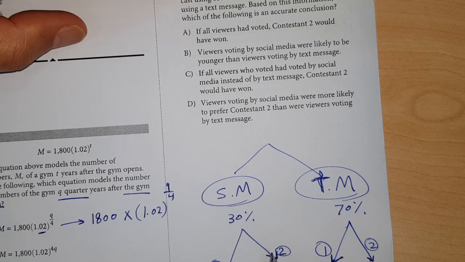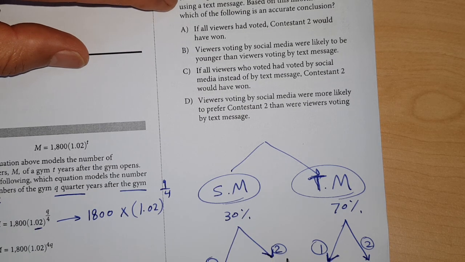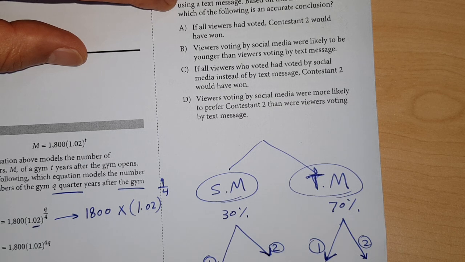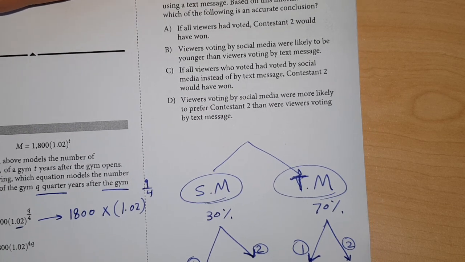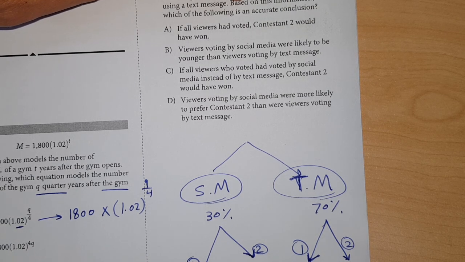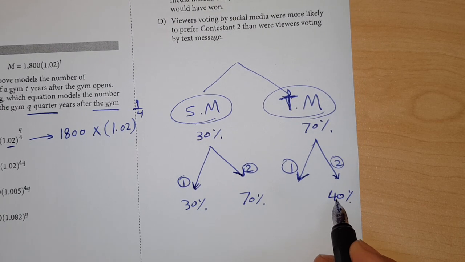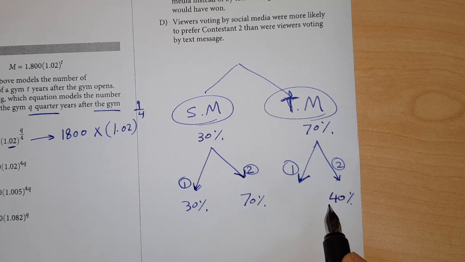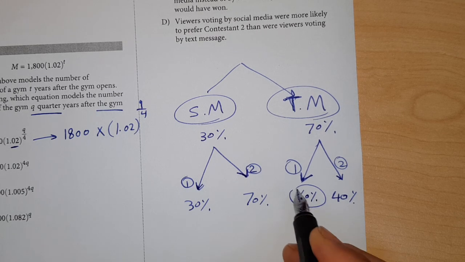Again, this part: votes were cast on social media. Contestant 2 earned 70% of votes cast using social media, so 30% will vote for contestant 1. And contestant 2 earned 40% of the votes cast using text message, so the rest of 100 is 60% for contestant number 1.